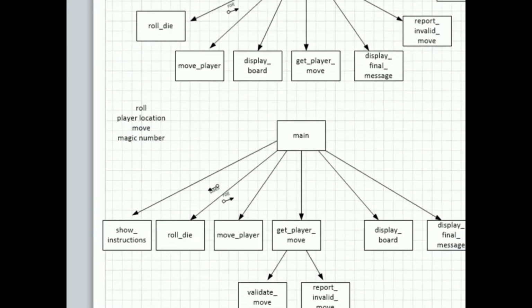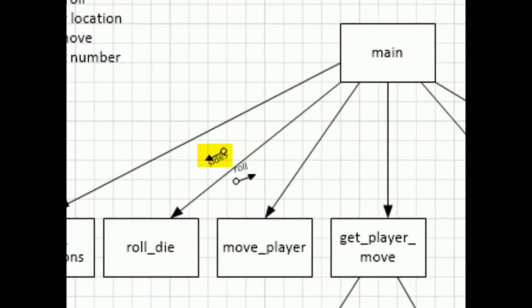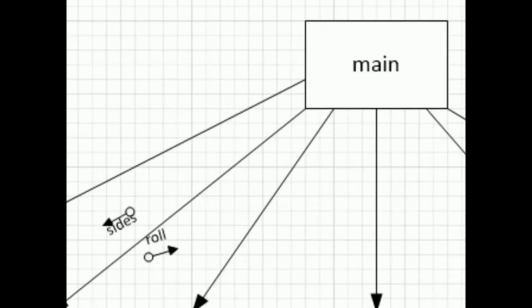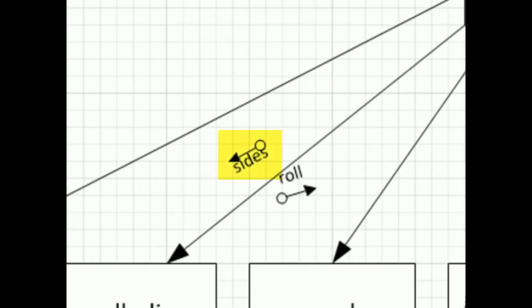In the structure chart, data going in is shown as a labeled data flow. A little ball with an arrow pointing toward the function being called. And data going out is shown as the labeled data flow with the arrow pointing toward the calling function, in this case, main.